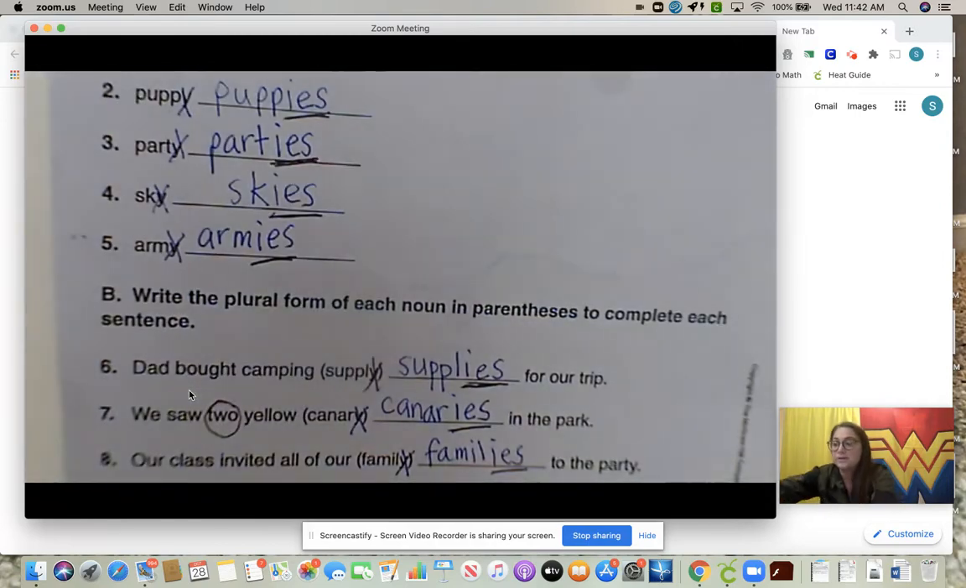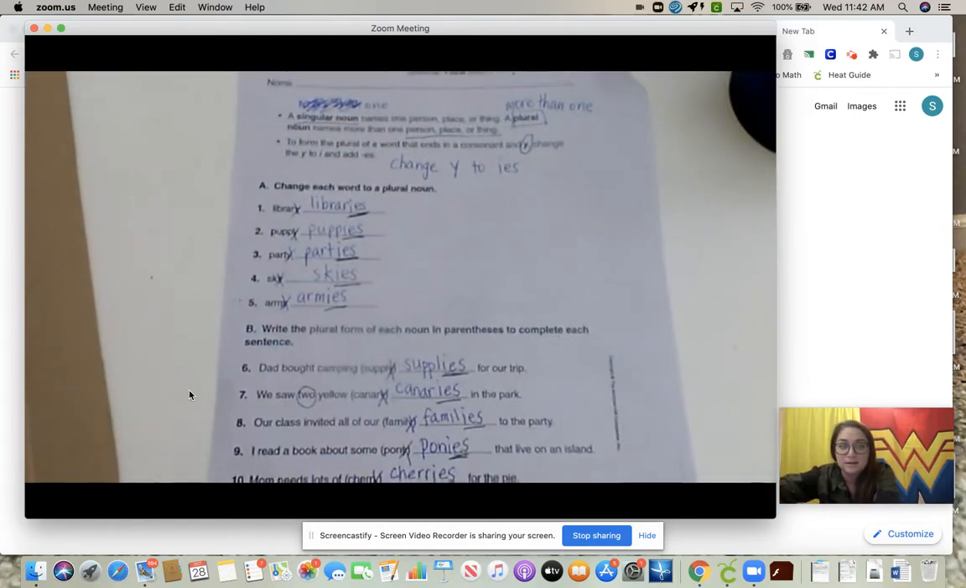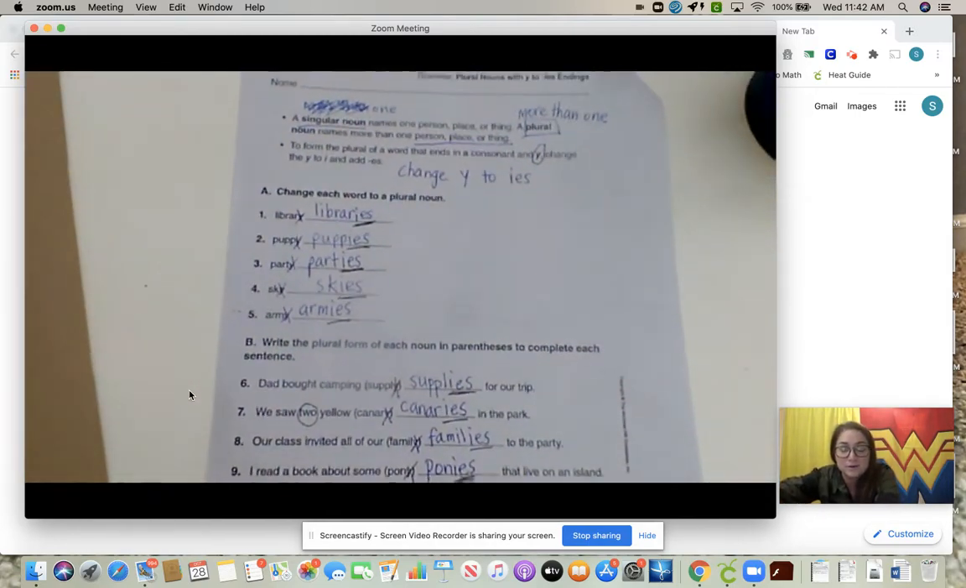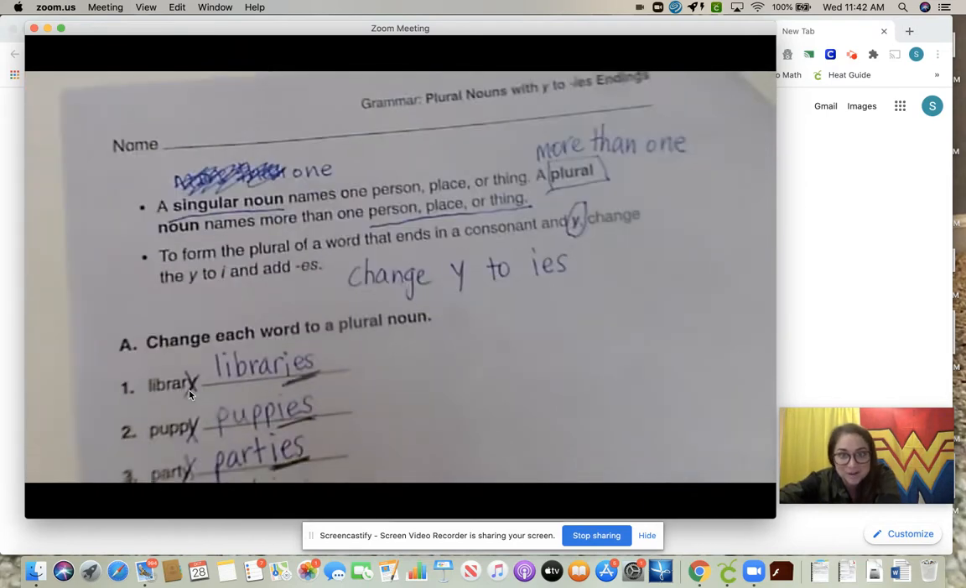Then in our grammar, weeks 10 and 11. Pull out grammar, weeks 10 and 11, and turn to page 32. We did this all together, so you can pause it if you want, and I'll go up big again for you to pause it.